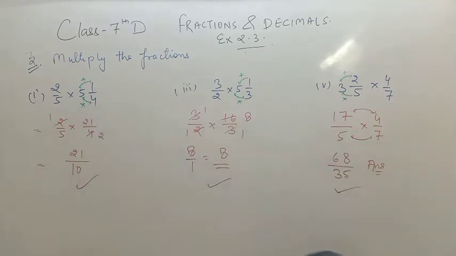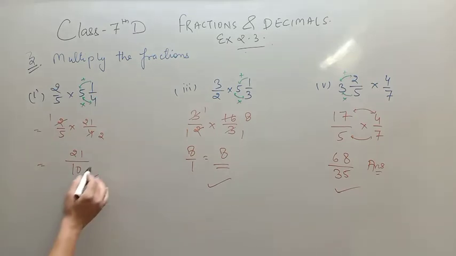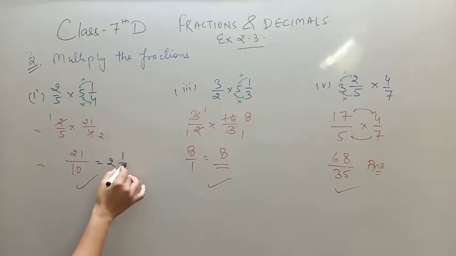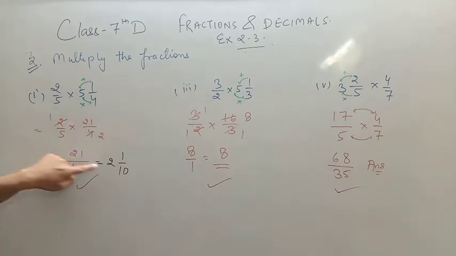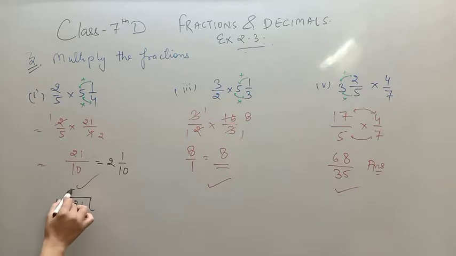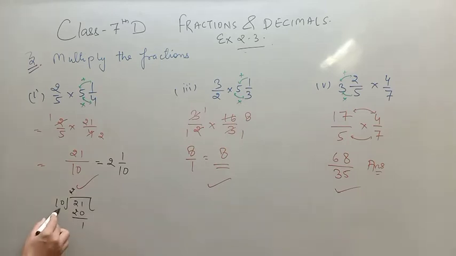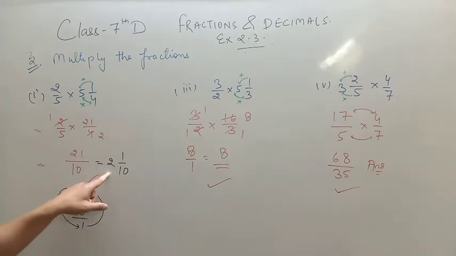You can even represent these fractions into the mixed fractions also. How? 10 2s are 20 and the remainder is 1. So I have explained to you in the earlier lecture how you can represent a fraction as a mixed fraction like this. 10 comes here and 1 goes there and 2 like this. So 2 1 by 10. So 10 2s are 20 plus 1, 21 by 10.